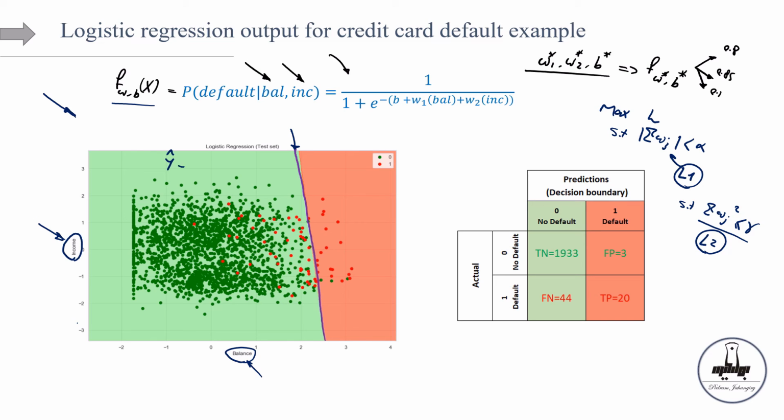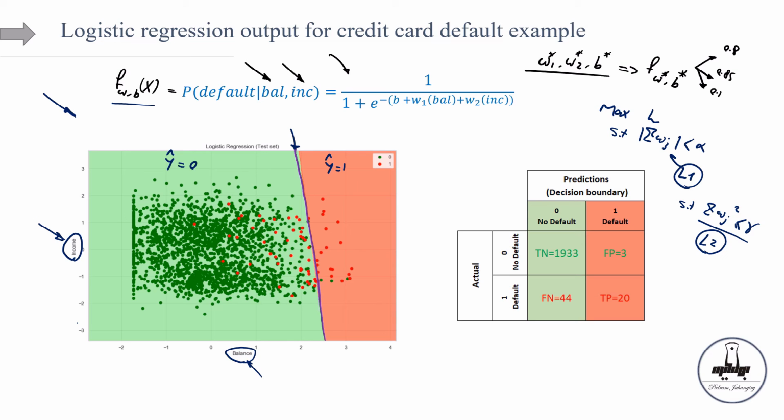The y hat is equal to 0. So these are the predictions. The background colors are the predictions. And here y hat is equal to 1. It means that for the red background, the model always predicts red, let's say default in this case. And the dots themselves are observations.